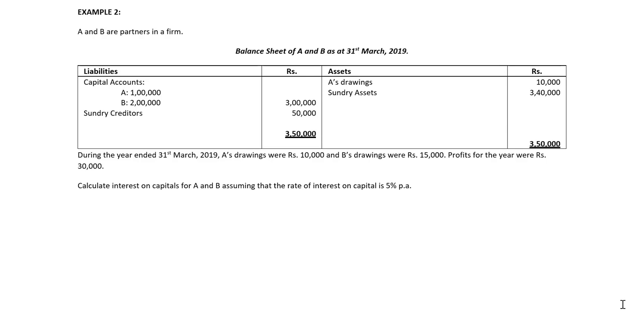The information provided during the year ended 31st March 2019, A's drawings were rupees 10,000 and B's drawings were 15,000 rupees. Profits for the year rupees 30,000. Calculate interest on capitals for A and B, assuming that the rate of interest on capital is 5% per annum. Let's go ahead with the solution.